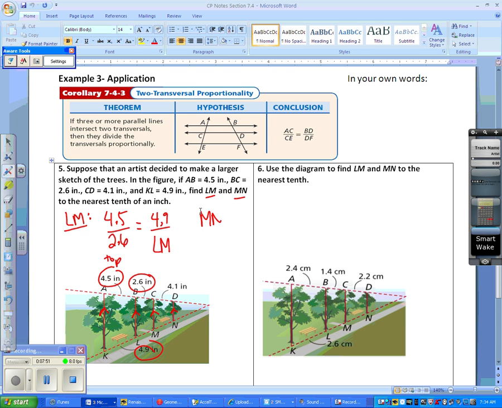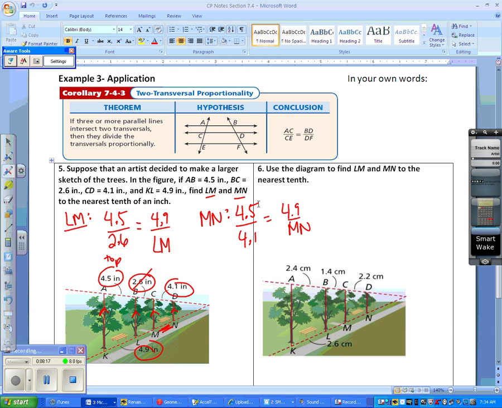To find MN, I do the same kind of thing. Now I don't want to use the 2.6. Since MN is over here, I'm going to use the 4.1 instead. So I'm going to have 4.5 over 4.1. And again, the part that's over 4.5 is that 4.9. And the part that's underneath, that 4.1, is MN. And then I can cross multiply and solve. So that's just how you get your 2 answers for number 5.